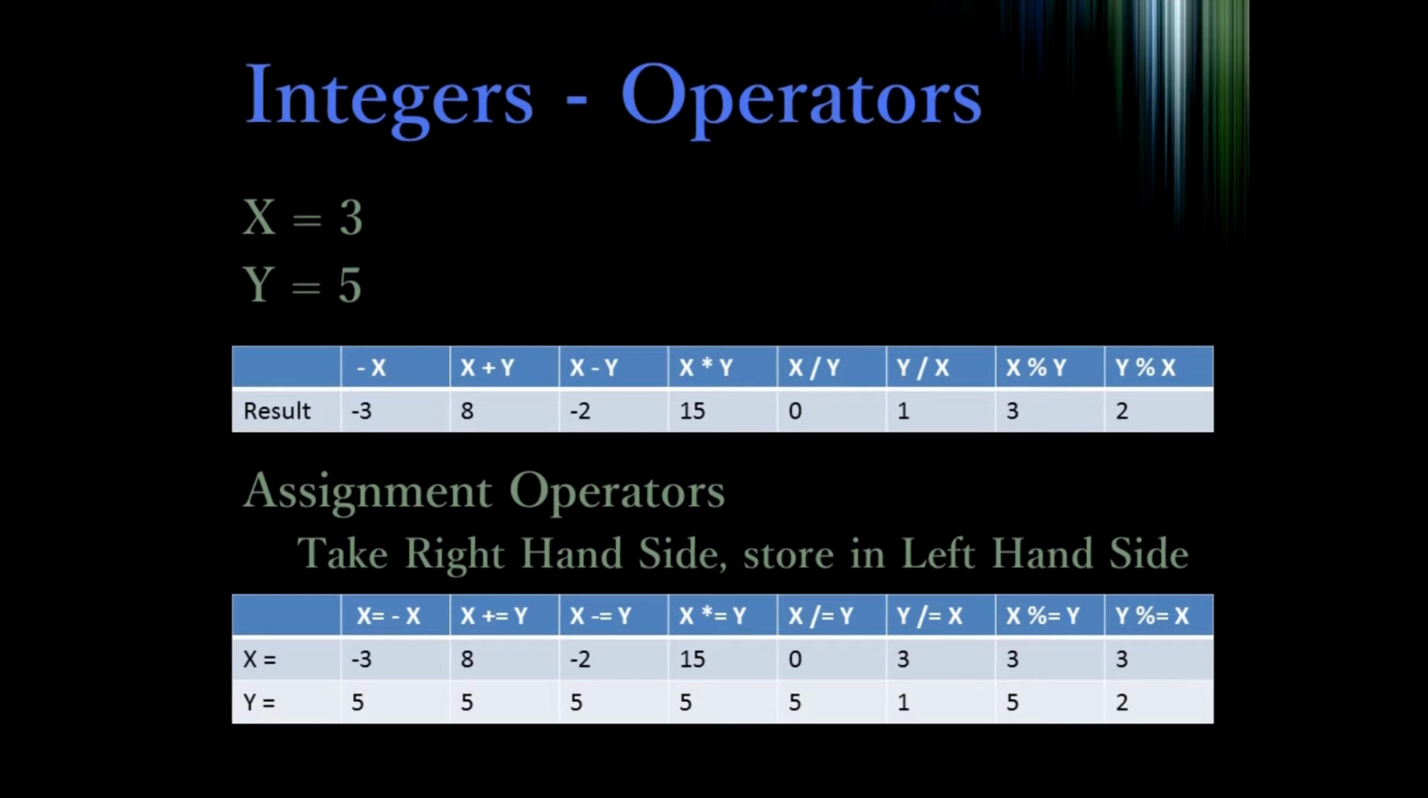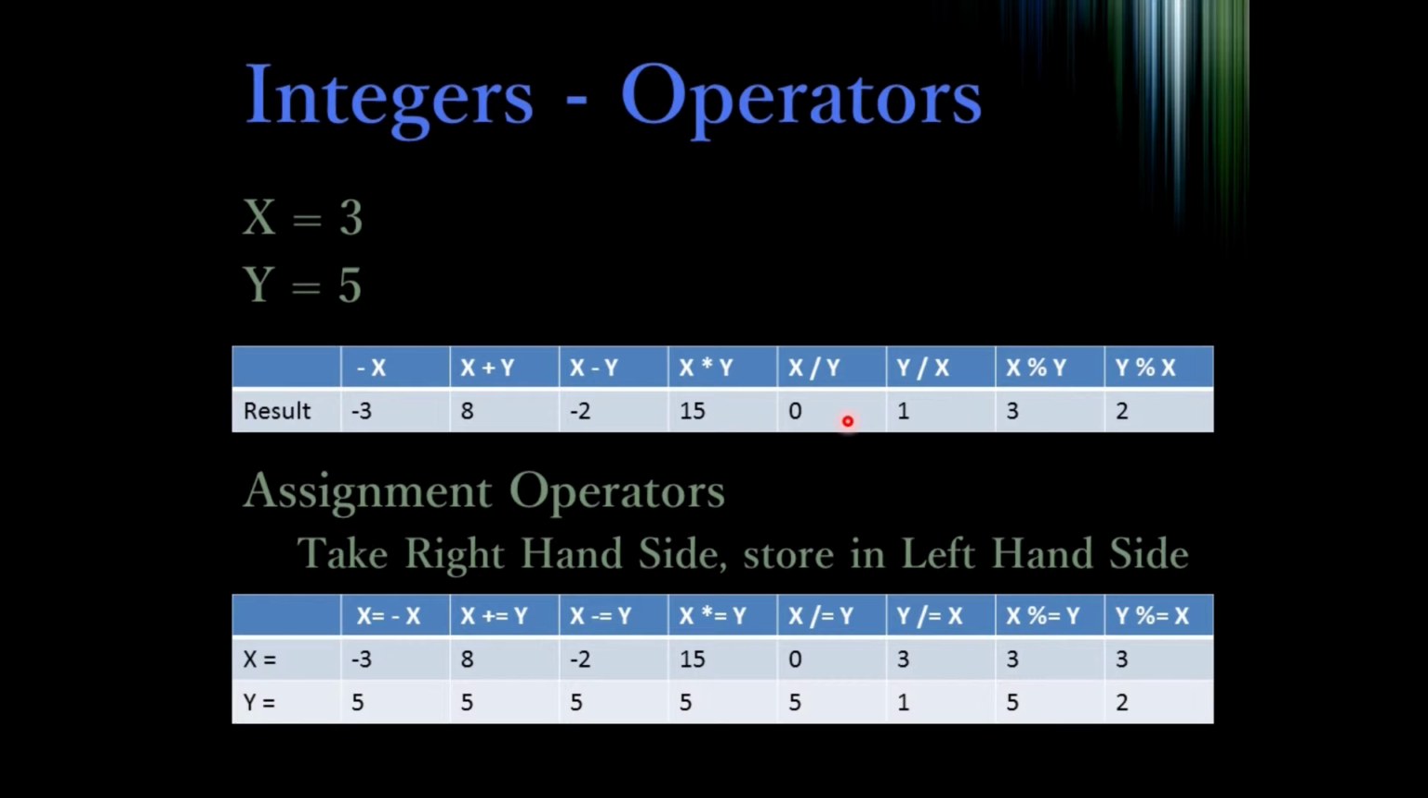What sort of things can we do with this variable? Well, let's say we have two variables that are both integers. We have x and y. The first thing we can do is negate a variable. We can add two together, we can subtract, we can multiply, and we can divide, of course.